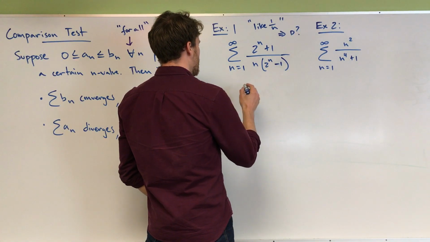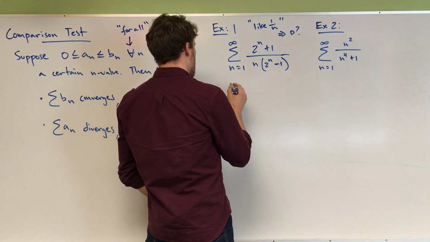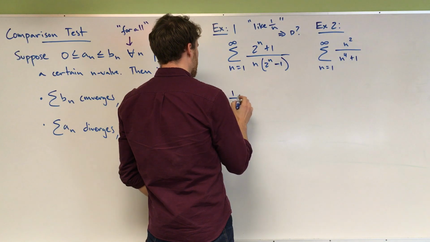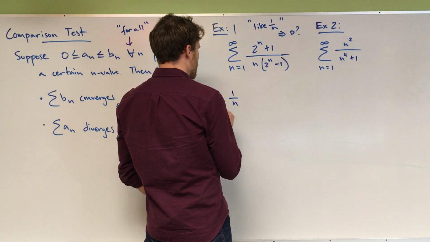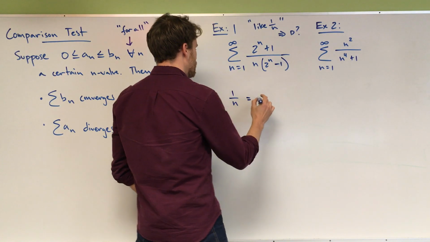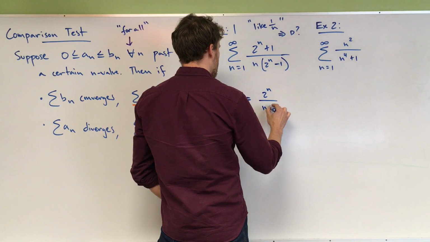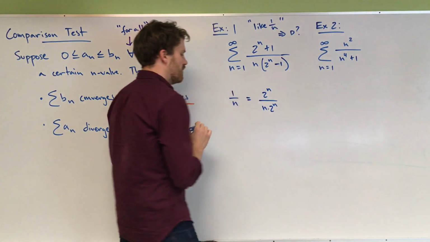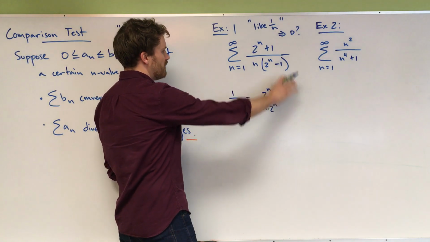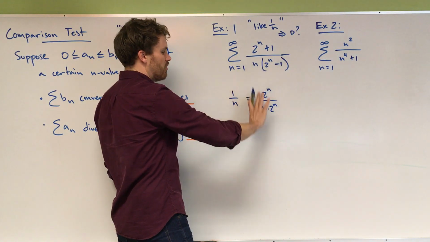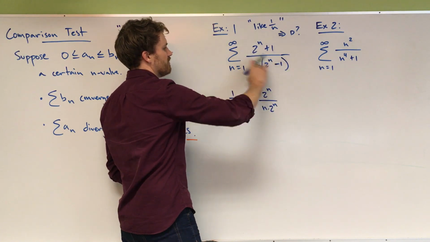So I'm going to start with, let's say, 1 over n. Okay, so I'm going to start with what I know, 1 over n. Now I'm going to say that this is equal to 2 to the n over n times 2 to the n. And what I'm trying to do is start with something I know and build it up to look more like this. And hopefully I'm trying to make something that's bigger that looks exactly like this.